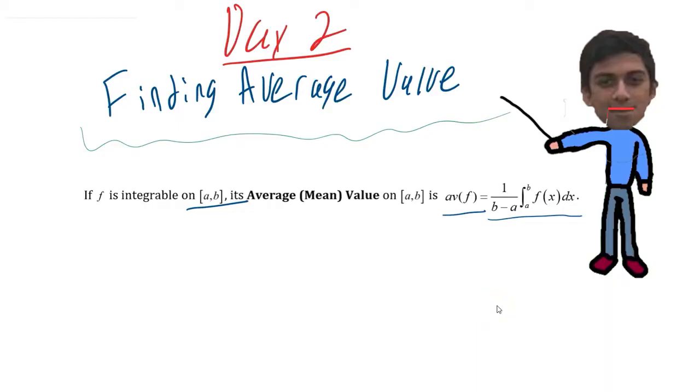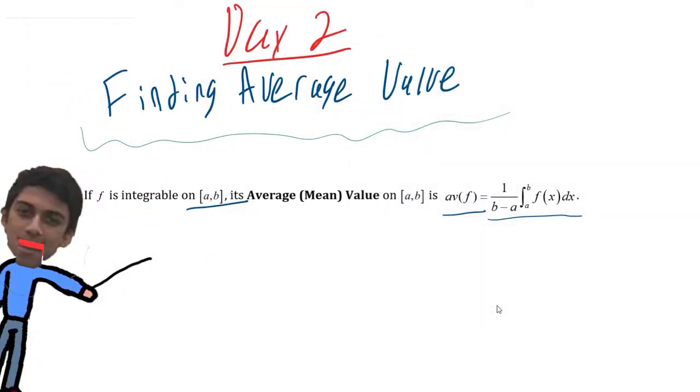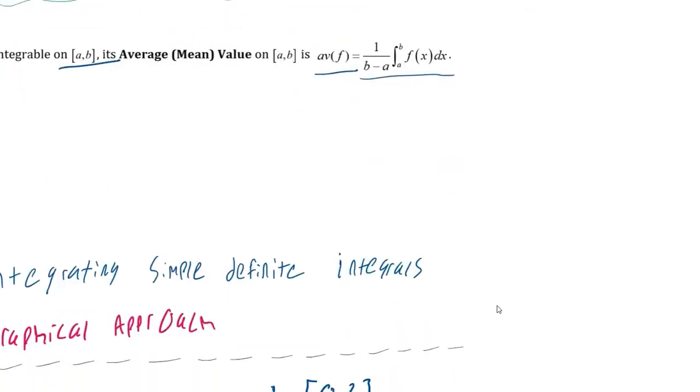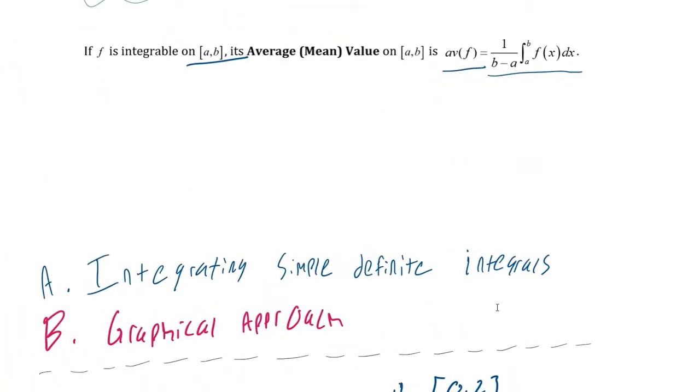Alright, hello Mr. Duck. Welcome to day 2 of your integration crash course. Today we're going to be learning about how to find average value using integrals. Essentially, what you need to know is this main theorem: if f is integrable on the closed interval a to b, its average value on the closed interval a to b is the average of f equals 1 over b minus a, times the integral from a to b of f of x dx. There are two major approaches to doing this: the first is integrating using simple definite integrals, and the second is the graphical approach.